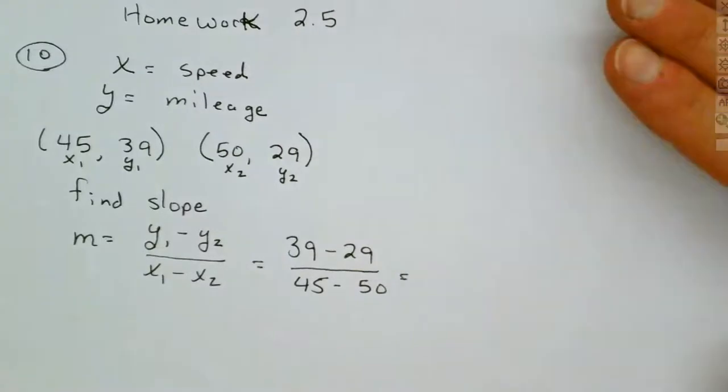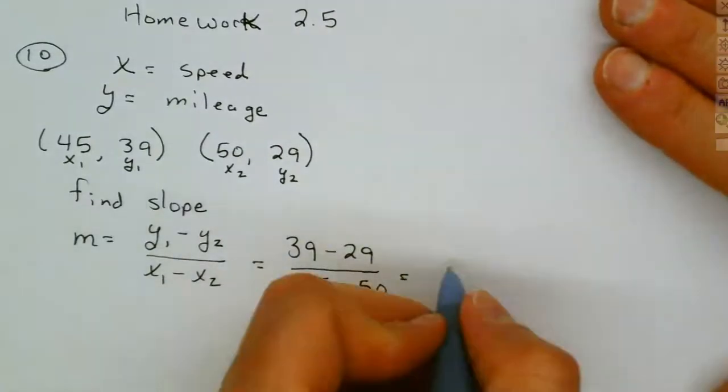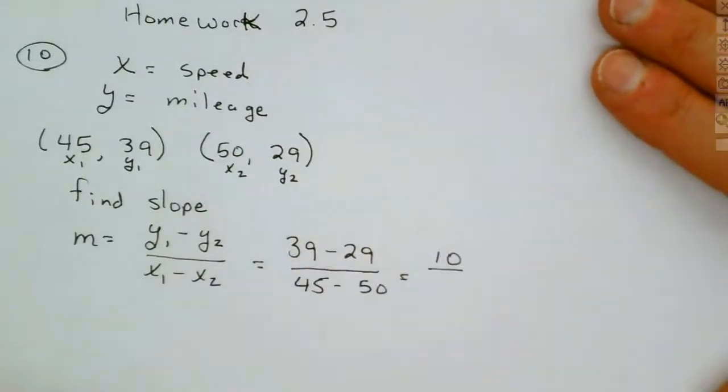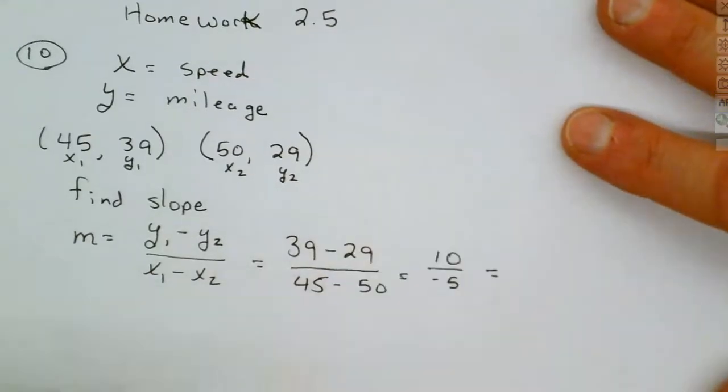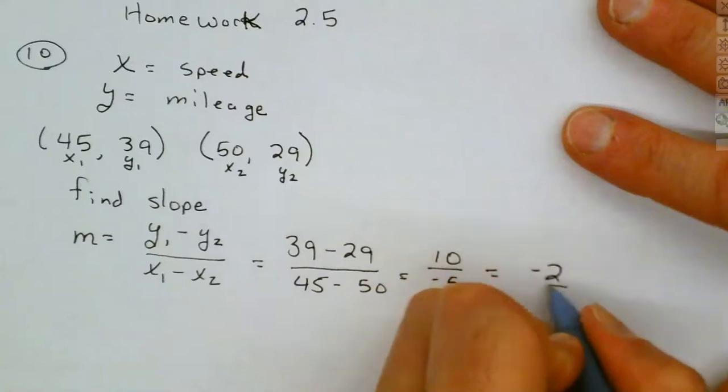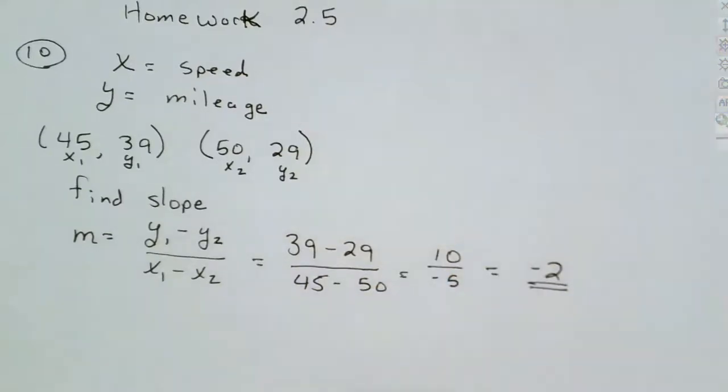So that comes out to be 39 minus 29, that's 10, and 45 minus 50, so negative 5. When we divide them out, we get our slope to be what? Negative 2. We're not done yet though, are we? Sometimes I see students stop here. This is not finishing the question. All we did was find the slope. Now, what do we do after we found the slope?